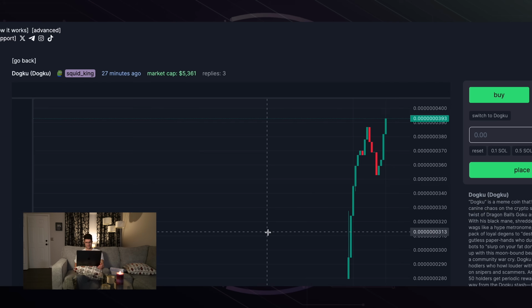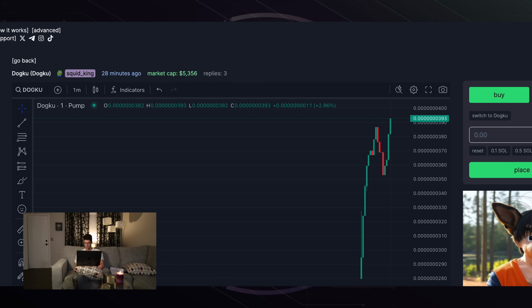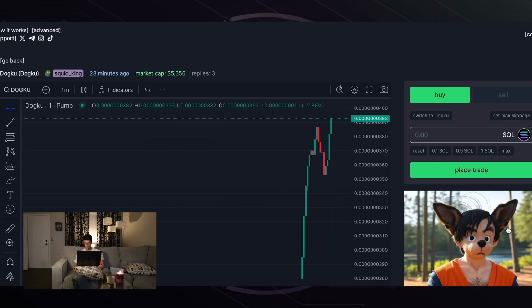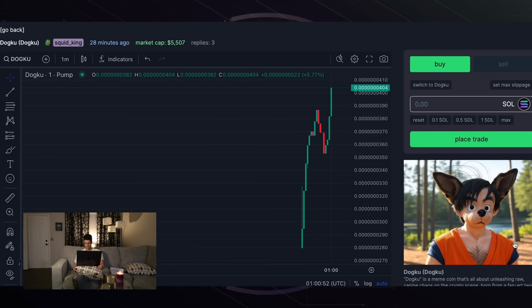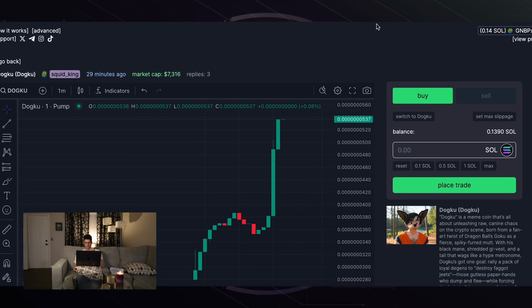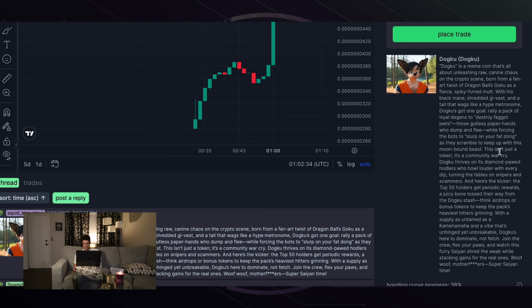All right, let's go to pump. Oh yeah, by the way, it's February 26, 2025. Pump Fund is still available in the United States of America, just in case. Look at how insane this is getting. Like dog coo, Goku with a dog face? Why is that going? Why is anyone buying this? It isn't just a token, it's a community war cry. What? Why? It's actually doing good, man.